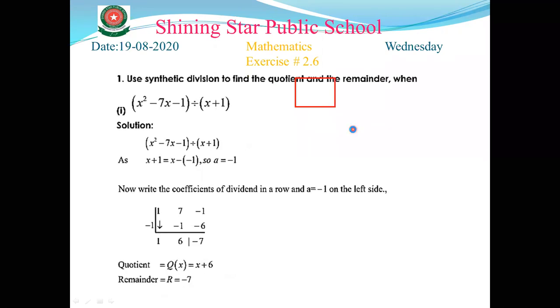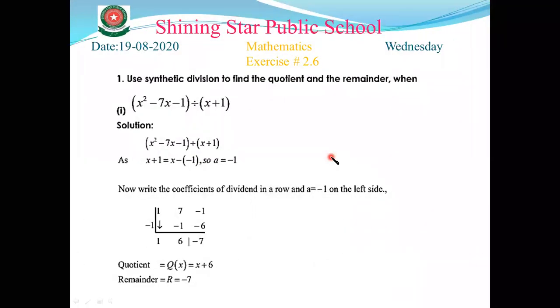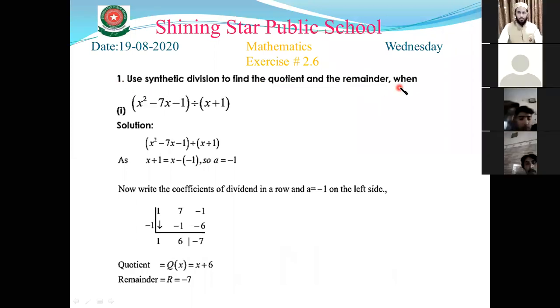Now, next question. In our next question, we start exercise 2.6, because in our previous question we left only one question, that is question number 3 of exercise 2.5. Now 2.5 has ended, and we have to start 2.6. So for starting the 2.6 exercise, we start from question number 1. Use synthetic division to find the quotient and the remainder.